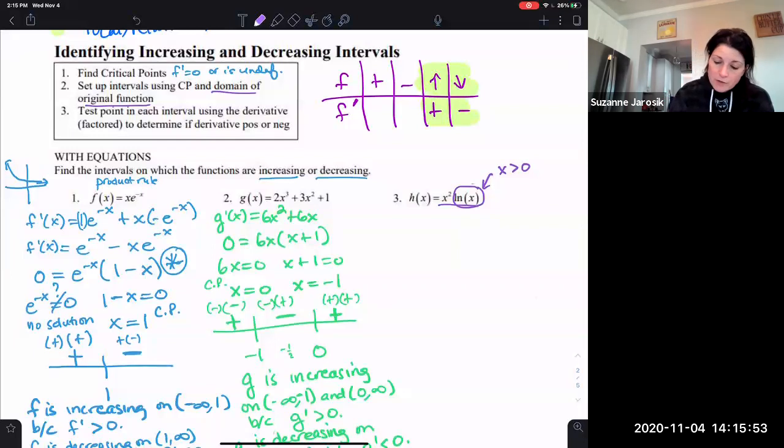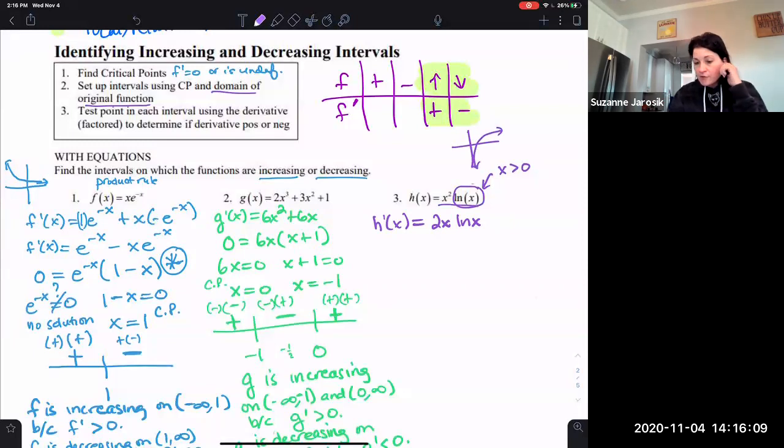Okay, so let's go ahead. Product rule is required. Take the derivative: 2x ln x, and just for purposes of, right, a rough sketch of ln x.